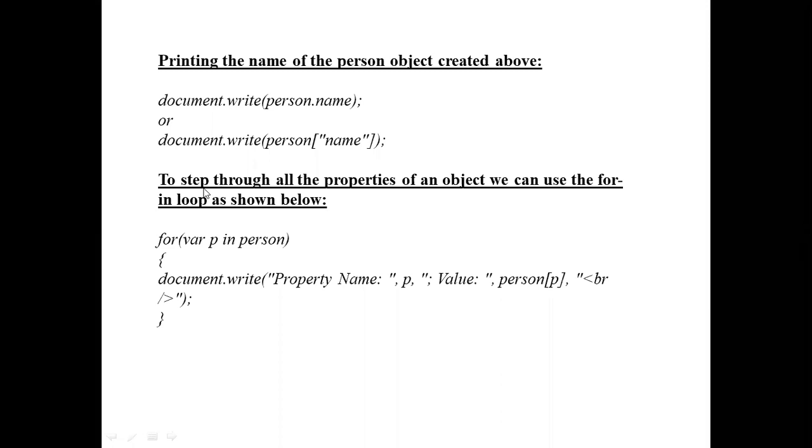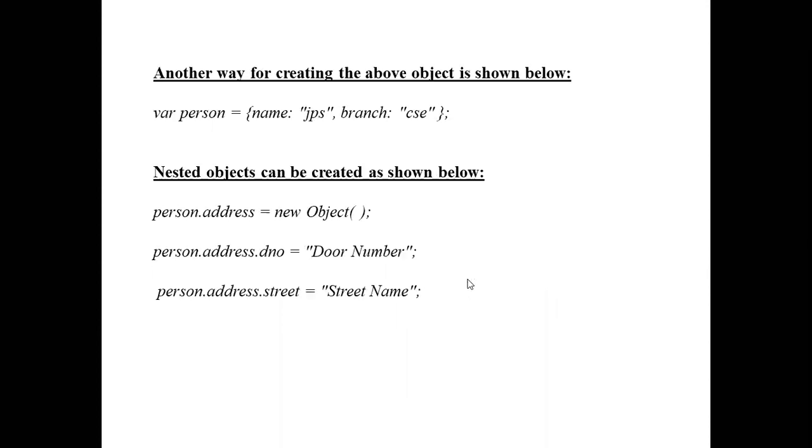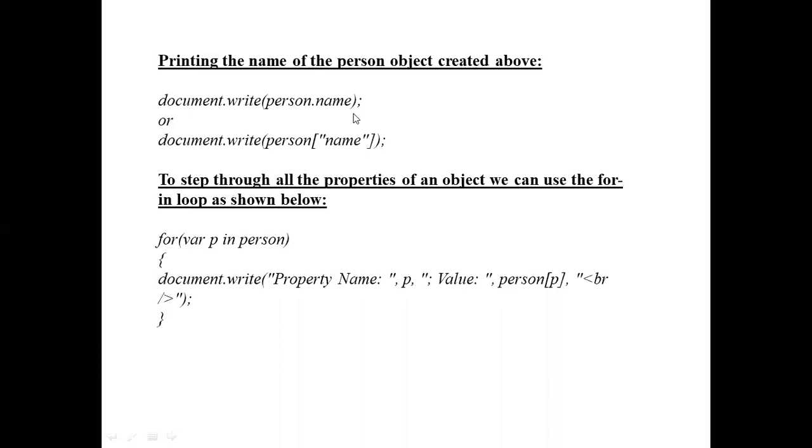Next, to step through all the properties of an object, we can use the for in loop. Here I use the for loop to print all the property names and all the values in the object. So for var p in person, document.write property name and value. First it prints all the properties of the object. The first property name is name, value JPS. The second property name is branch, value CSC. So here we use the for loop to print all the properties of the object.